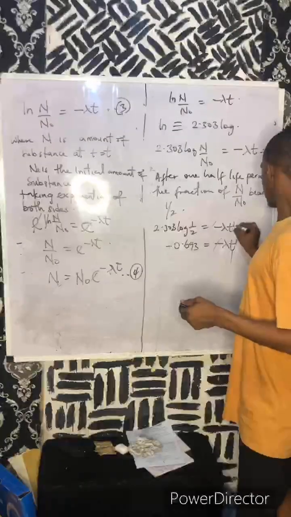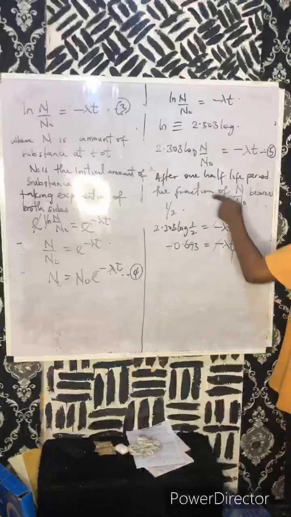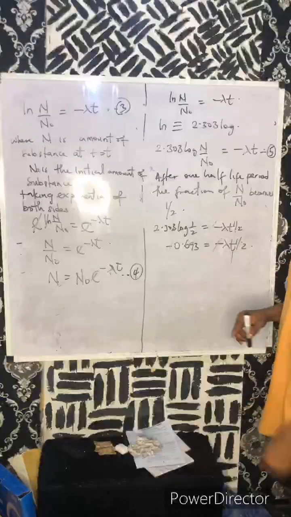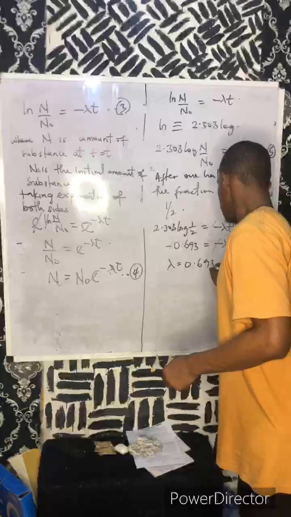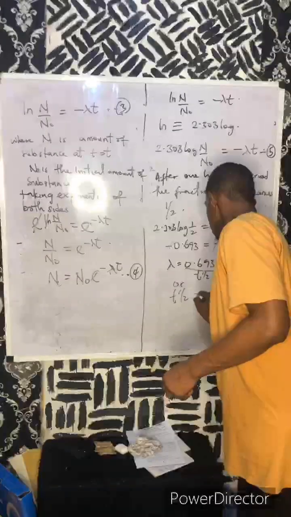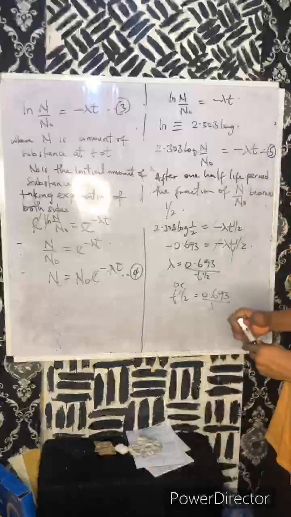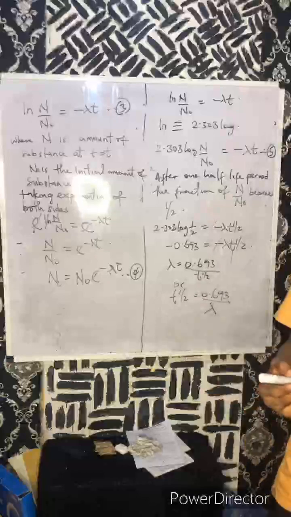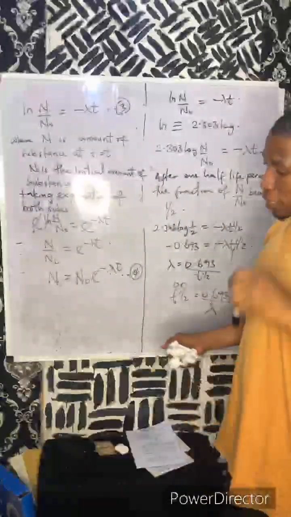This is where you have half-life. I forgot to make mention: don't forget to put your half-life. Because the moment is after one half-life period, the t is no longer t, but now t half. So at this point, lambda is equal to 0.693 over half-life, or half-life is equal to 0.693 over lambda. So this is how the relationship came about. This is how they got this formula. I hope it's clear.